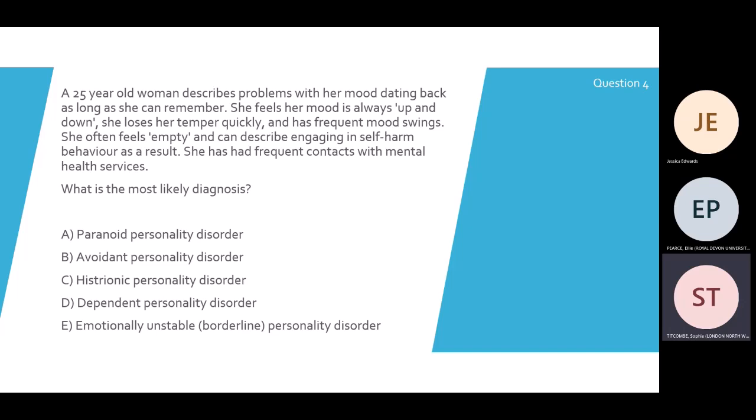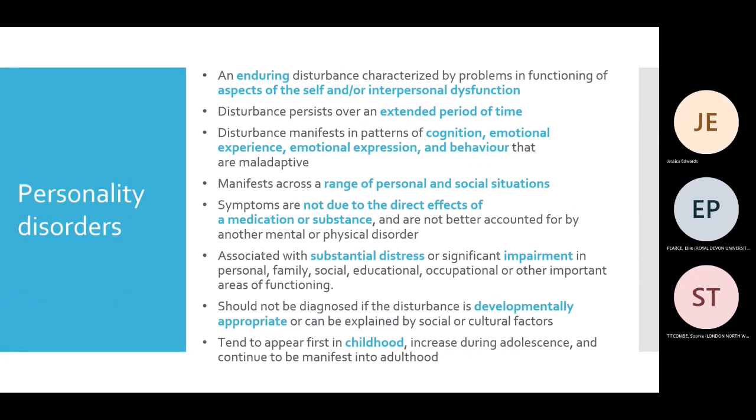And the correct answer for that one is E, emotionally unstable personality disorder. So when we're thinking about personality disorders, it's quite useful to think about what we're actually talking about. They can be quite a trivial diagnosis in psychiatry. There's a lot of talk about whether or not they actually are a psychiatric diagnosis, which is why it can be useful to know what it is that we have to be referring to when we've got somebody who we think might have a personality disorder.